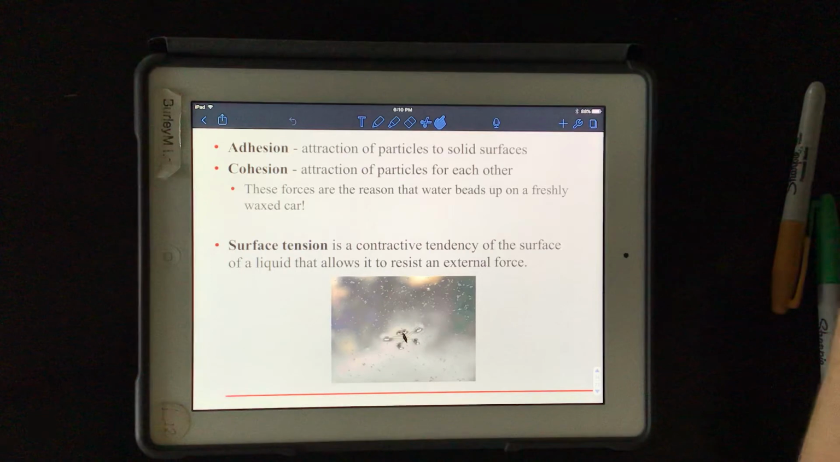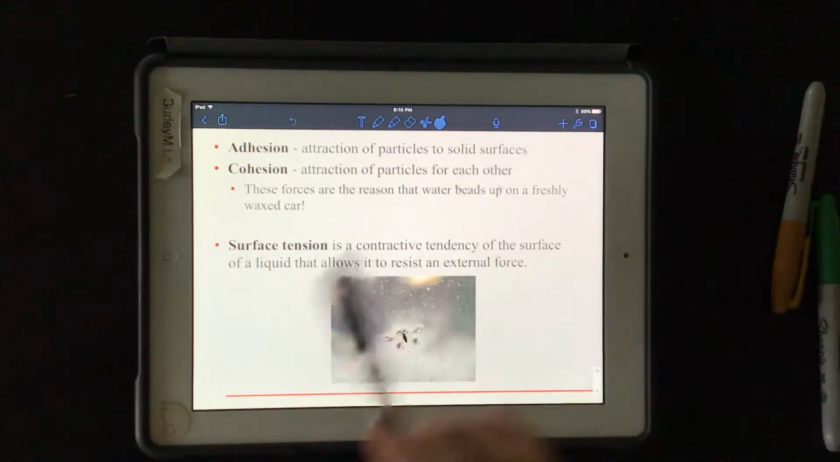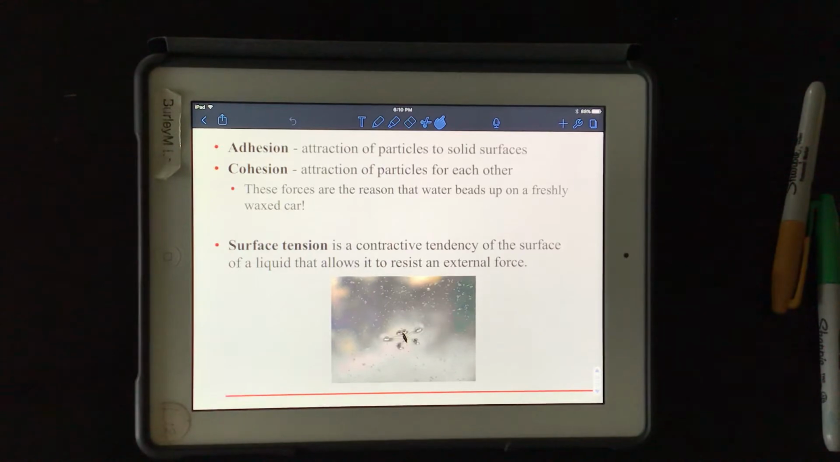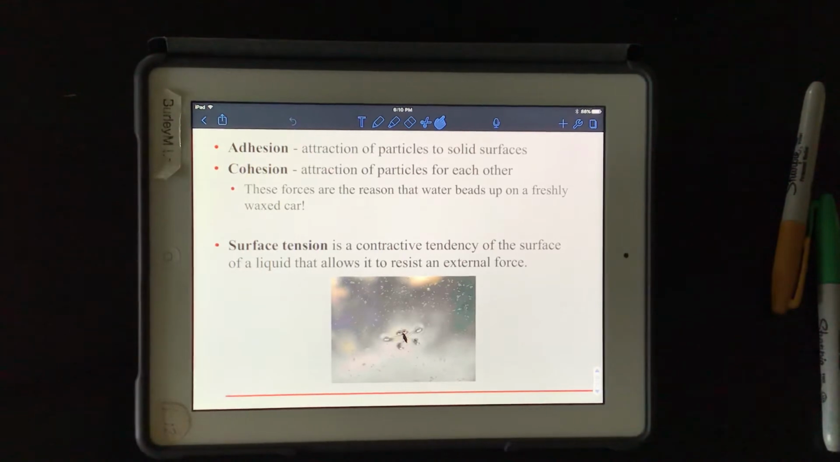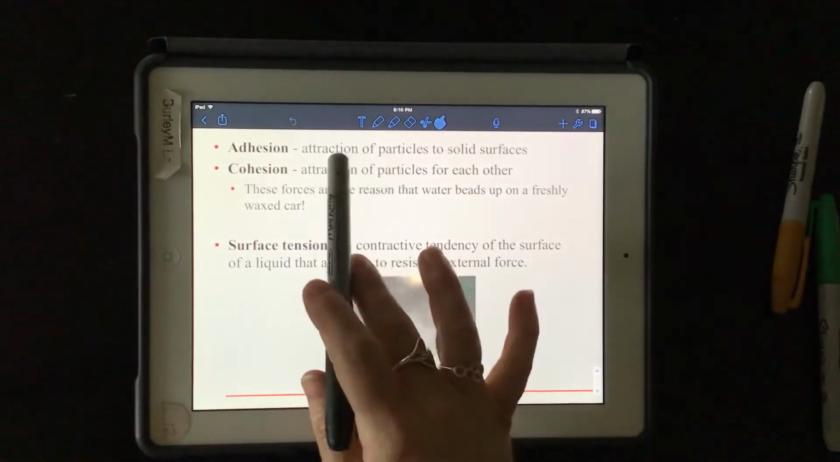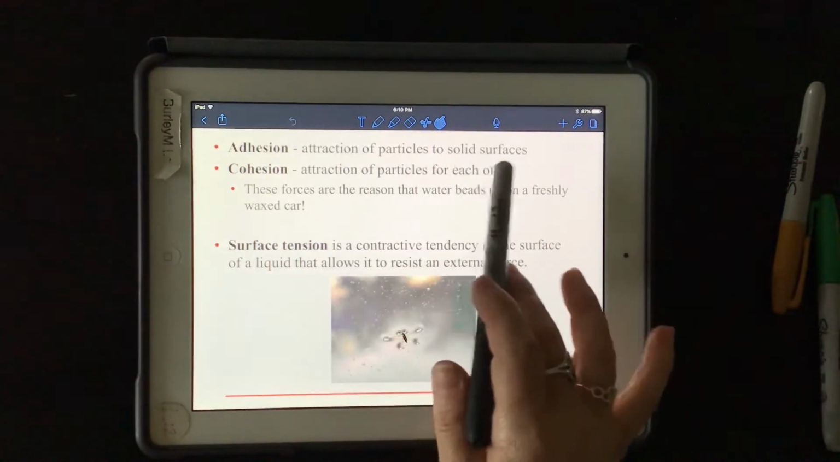Adhesion is the attraction of particles to solid surfaces. For instance, if water spills on a table and I clean it up with a paper towel, there is an adhesive force between the water and the paper towel. There's a force of attraction that occurs between the water molecules and the paper towel.